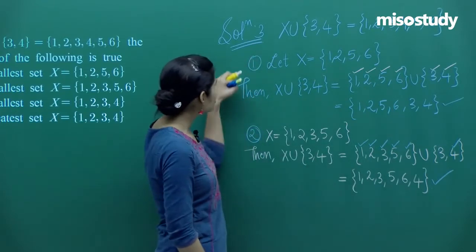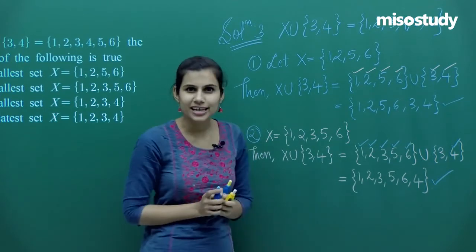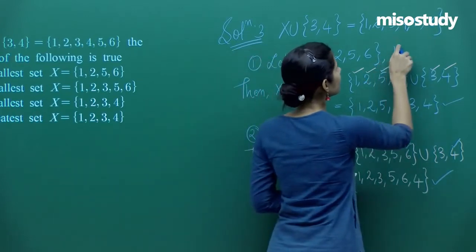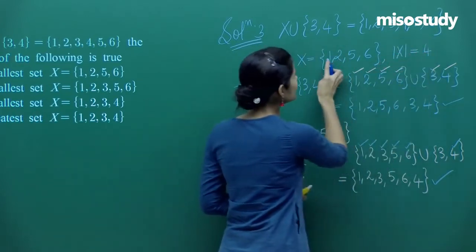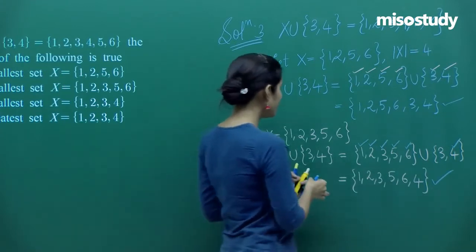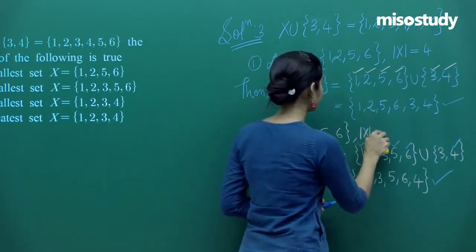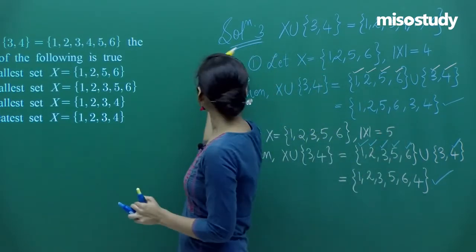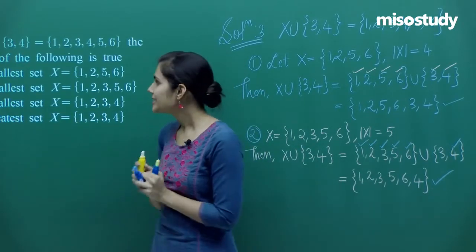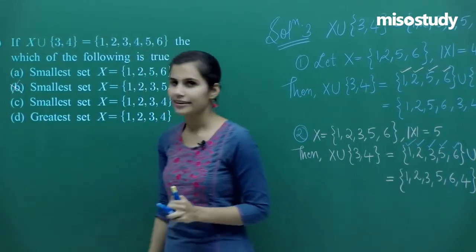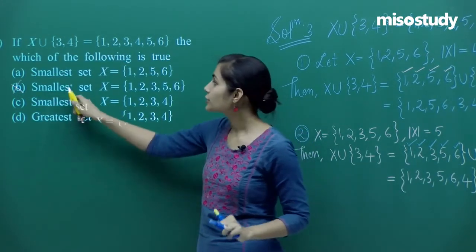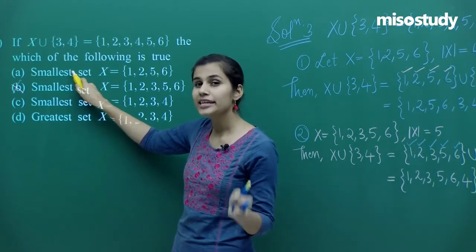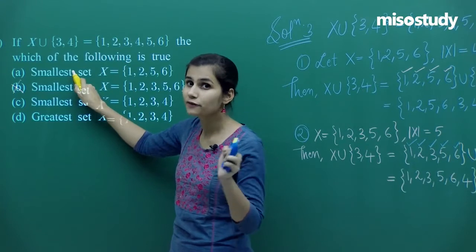But among the two X's, which one do you think is the smaller one? The first X has cardinality 4 because it has 4 distinct members. Over here, the cardinality of X is 5. Therefore, definitely, if the first option turns out to be the correct one, the second can definitely not be correct. It is not the smallest one because a smaller X is sitting there. Right now, let's just verify if there is any other X smaller than the X given in the first option.